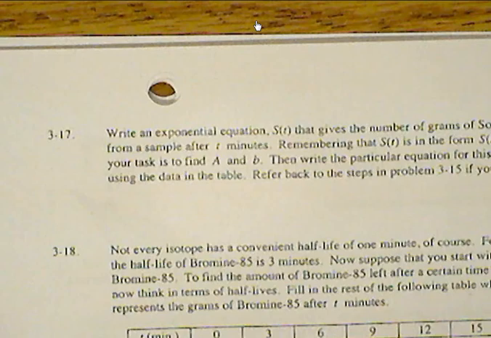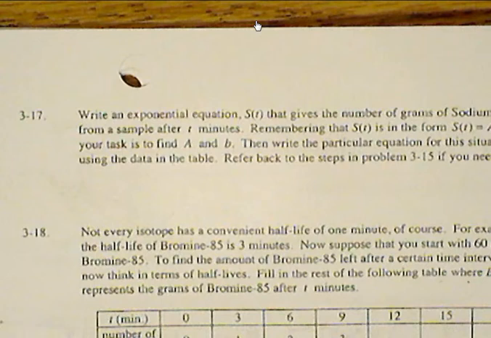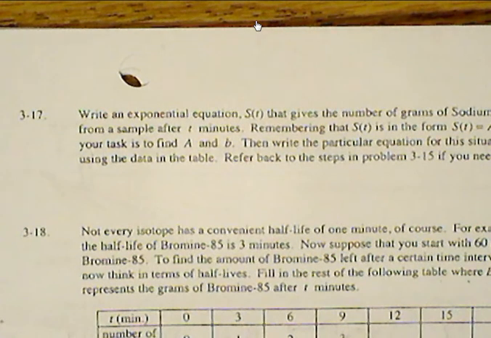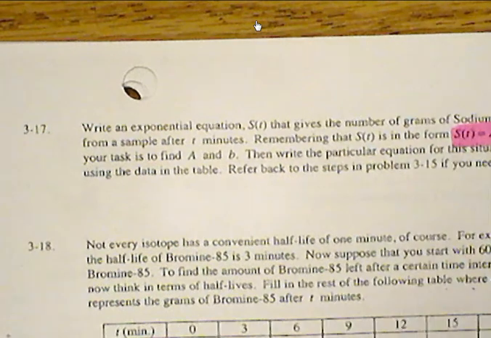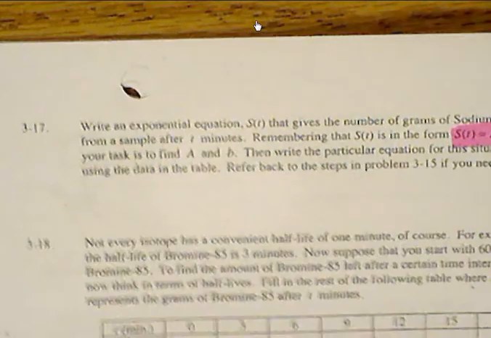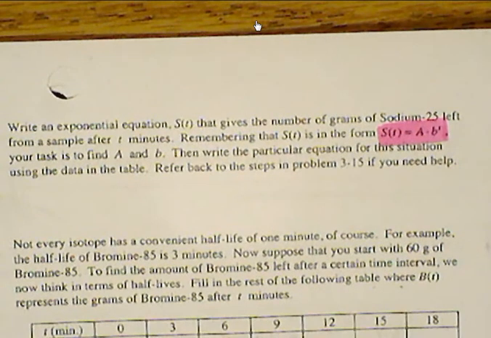Now that you have data, technically you have a lot more than 2 points. How many points do you have now on your chart? Like 6 or 7 points. So do you think you can make an equation that gives the number of grams? It's going to be of this form. Now your task is to find capital A and lowercase b. Write the particular equation for the situation using the data in the table. Refer back to steps in the first problem if you need help.